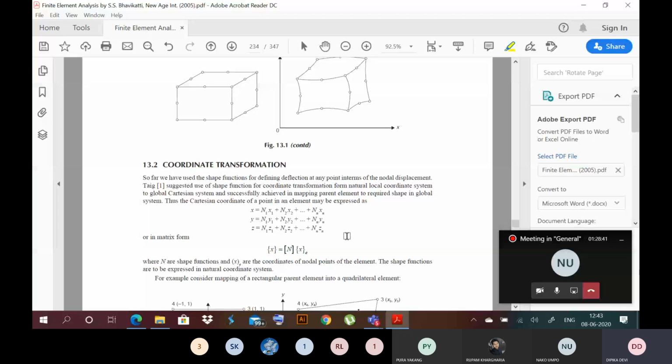Similarly, you can write for y. Y is equal to N1 y1 plus N2 y2 plus up to Nn yn. Z will be equal to N1 z1 plus N2 z2 plus up to Nn zn. So ultimately, x, y, z is equal to a shape function matrix, which will be N1, N2, up to Nn, like that, into xe. Xe will be your nodal coordinates, which will include x1, x2, x3, y1, y2, y3 up to yn, z1, z2, z3 up to zn.